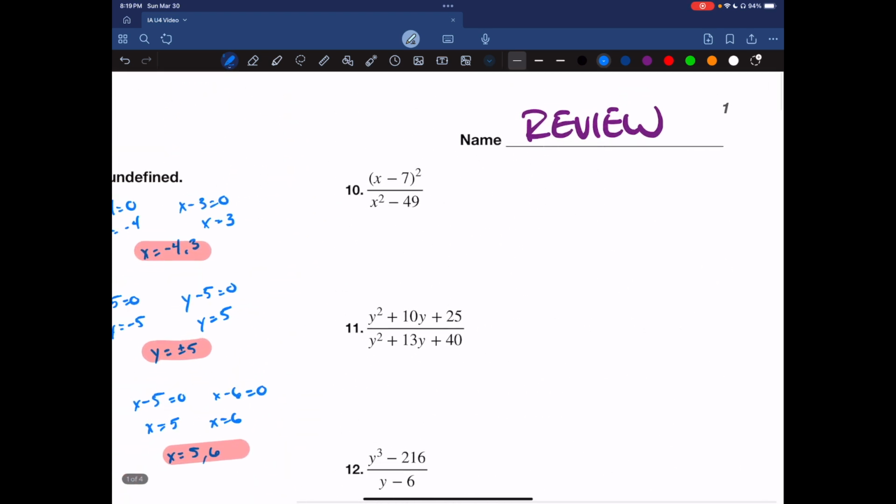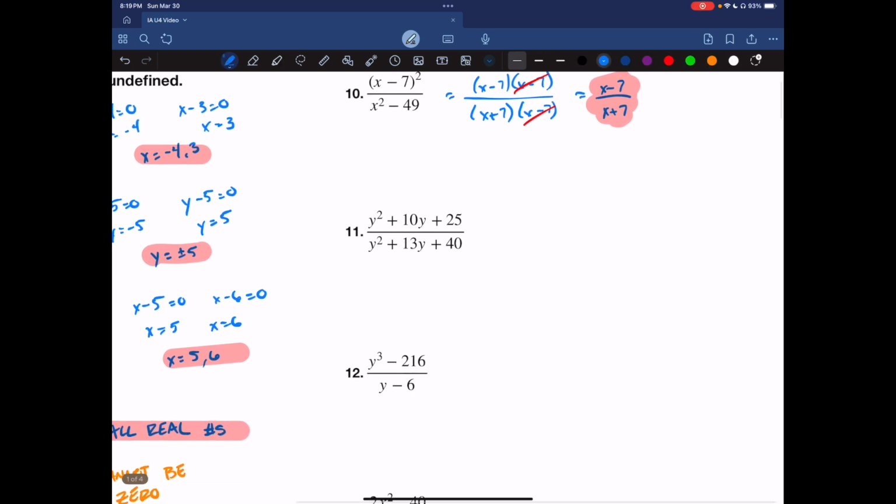Number 10, right? Remember, x minus 7 all squared means I'm going to write this twice. So this is going to be x minus 7 times x minus 7. And then again, this is difference of two squares on the bottom, so I got x plus 7, x minus 7. So I am going to get rid of these, and what's left is my answer. I got x minus 7 over x plus 7.